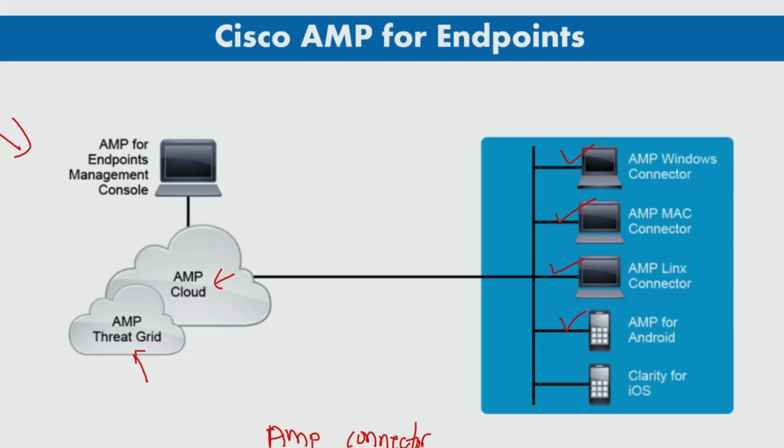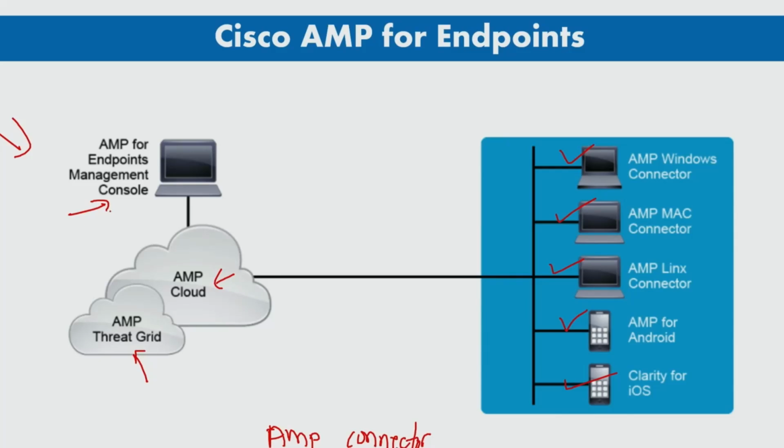Fourth is AMP for Android, or the AMP Android connector. This application can be installed on an Android device to communicate with the AMP cloud for mobile malware detection. Only the Android operating system is currently supported. Next is Clarity for iOS. This application can be installed on an Apple iOS device to communicate with the AMP cloud for mobile malware detection. It also includes Cisco Umbrella integration. And the last part is the AMP console. This is the web-based GUI that allows you to manage all your endpoints.